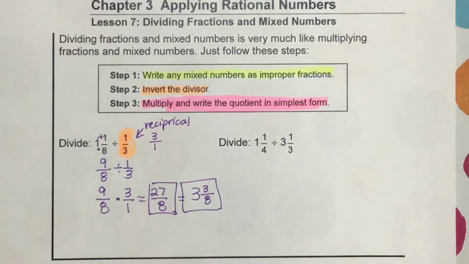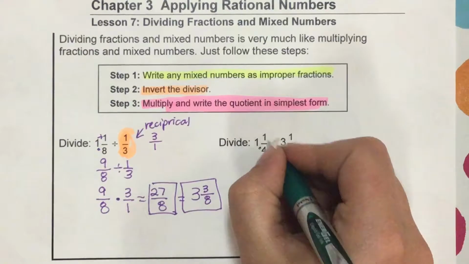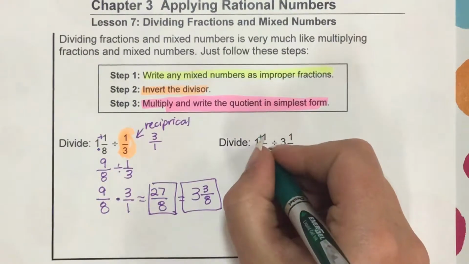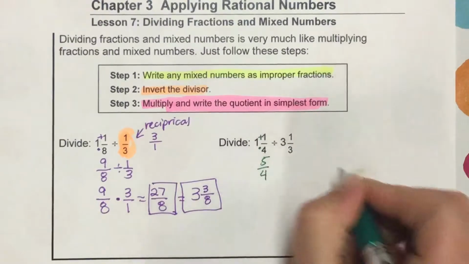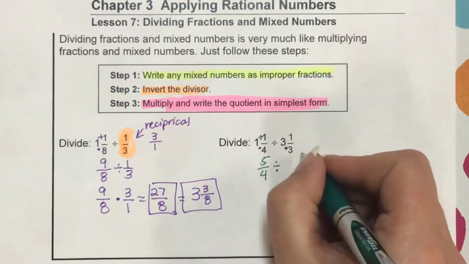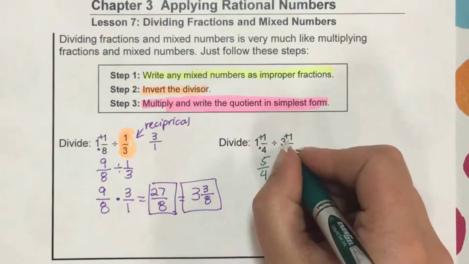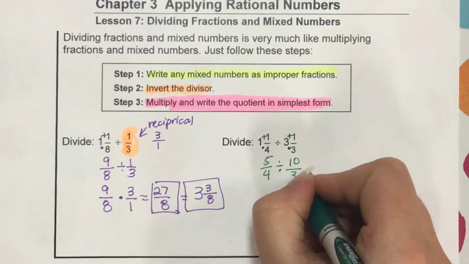1 1/4 divided by 3 1/3. I see a bunch of mixed numbers. We have to change those into improper fractions. No problem. We're just going to multiply and add. 4 times 1 is 4, plus 1 is 5/4, divided by, and then we have to change this as well. So 3 times 3 is 9, plus 1 would be 10/3.